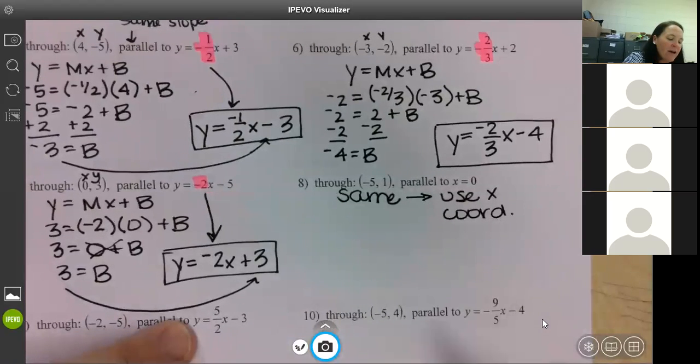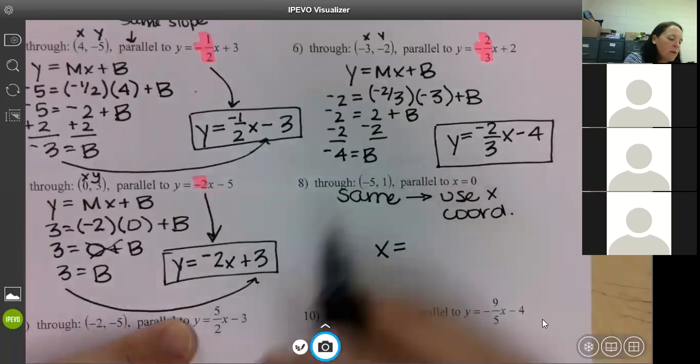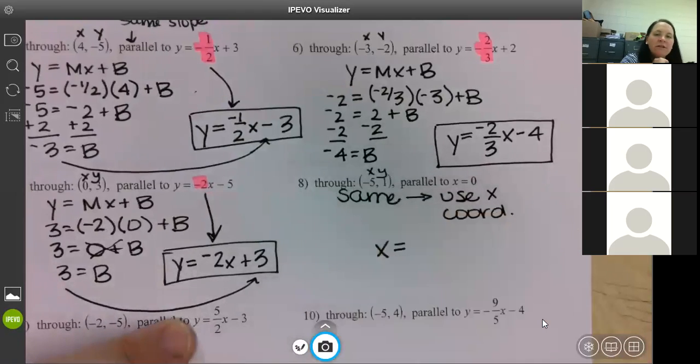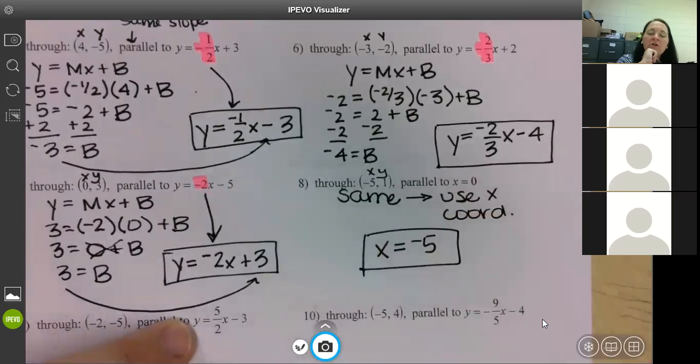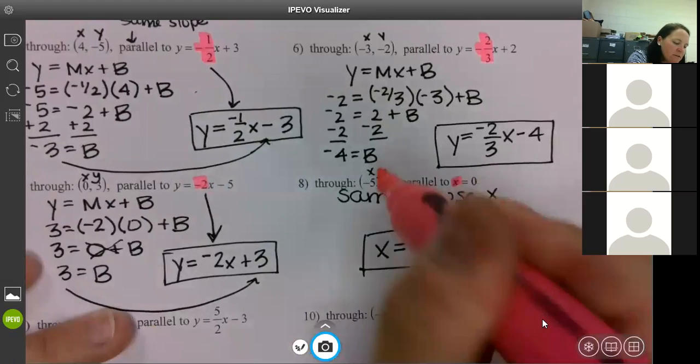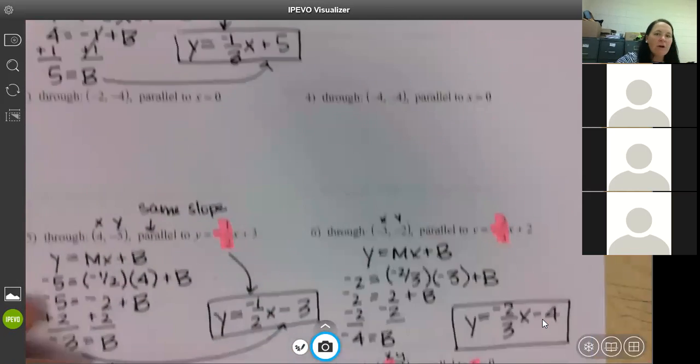So that means when I write my equation, I'm going to do x equals. Use your coordinates. Which one is your x? -5. That's it. That's your equation. So if it's parallel, use the same, which is your x, and we pick the x coordinate. I'm going to go back up to the top because you have 2, 3, and 4 that look just like this, okay? So I'm going to go to all 3 of them.